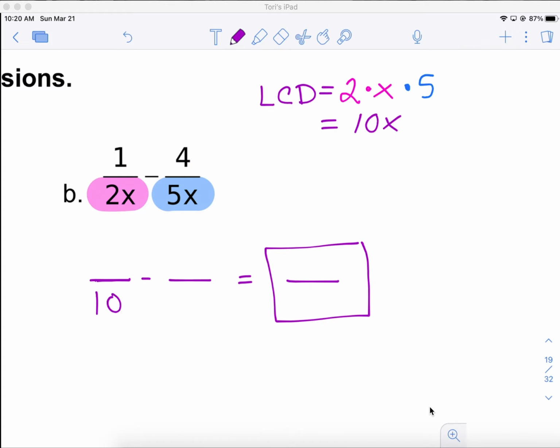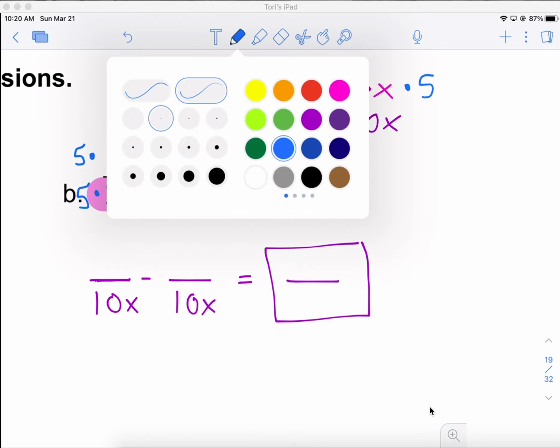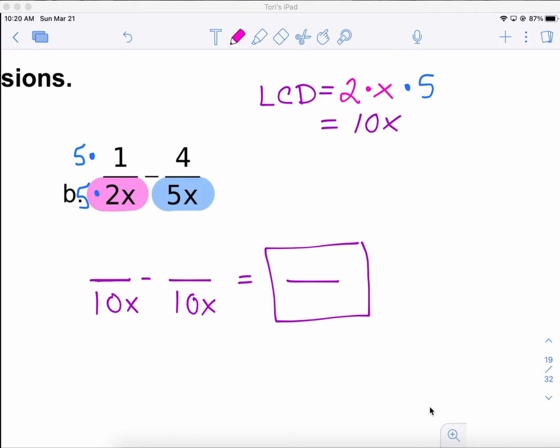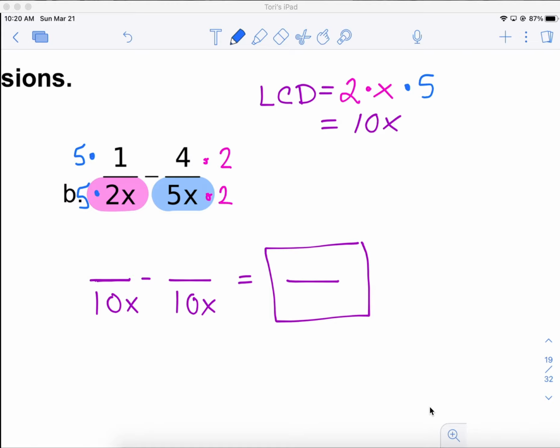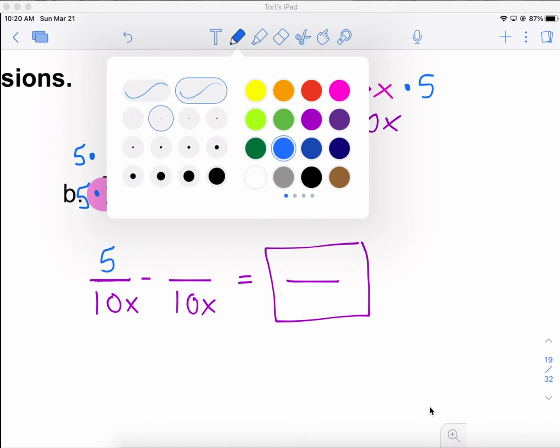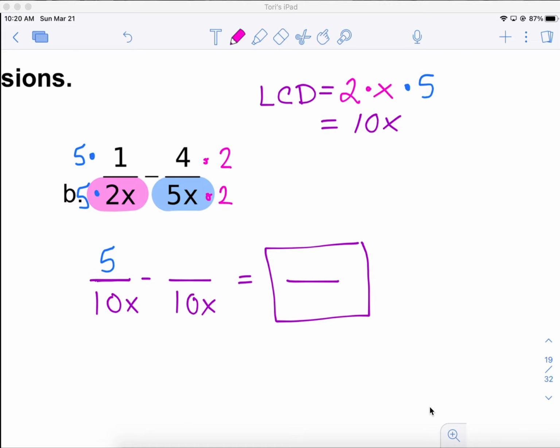So I'm trying to turn both of these into 10x. Well, remember that whatever you do to the top or the bottom, you have to do the same. So if I'm trying to multiply the pink one to turn into 10x, I have to make sure that I multiply the top by 5 and the bottom by 5. If I want to change the blue, the second fraction, into 10x, I have to multiply the bottom by 2 and the top by 2. So on the left side, I end up with 5 times 1 is 5. On the right-hand side, I end up with 4 times 2 is 8.